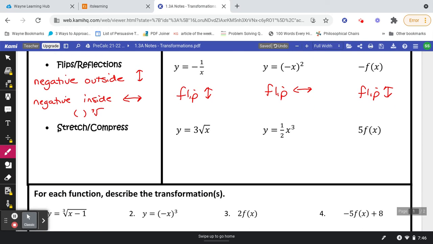The last type of transformation these graphs could have is a stretch or a compress, and that's when you have a number in front. It's going to make the graph stretch, meaning grow taller and skinnier, or compress, grow wider and shorter. So when I look at this first one, y equals 3 square root of x, what's going to happen to this graph is it's going to get 3 times as tall.